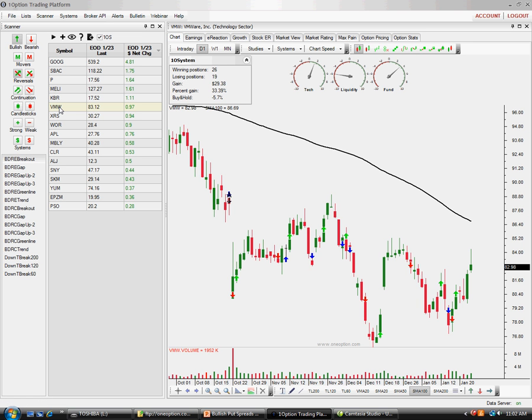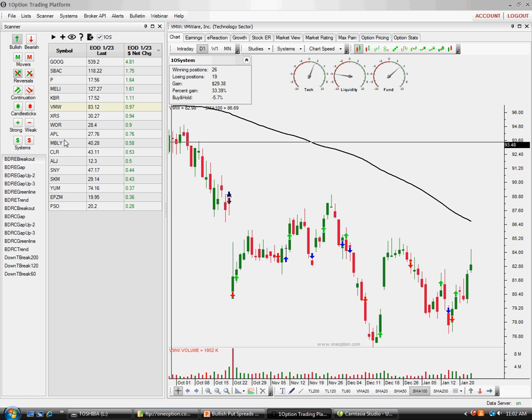VMware, high option implied volatility, has good liquidity. I know you can get trades done on this. We've got our buy signal. Still below the 100-day moving average. It's been in a downtrend. I'd like to see it above that horizontal resistance level at $85. Then I'd feel pretty good about going in and doing this trade.